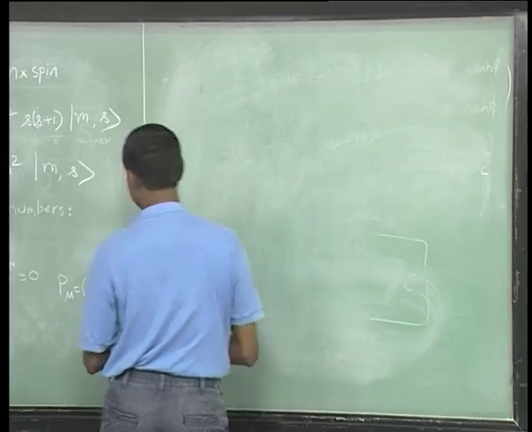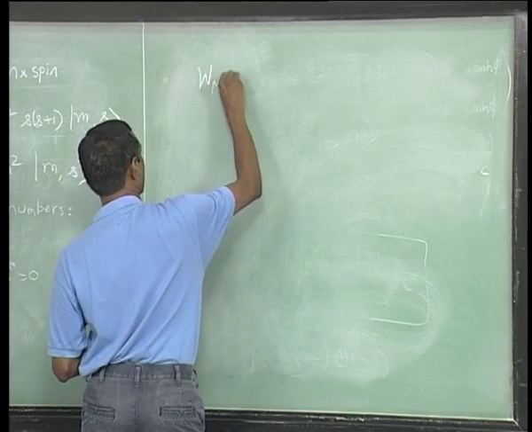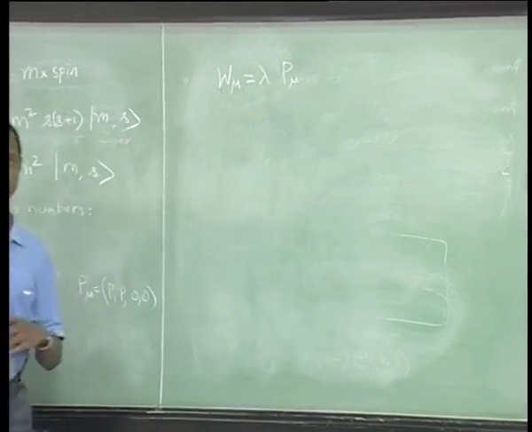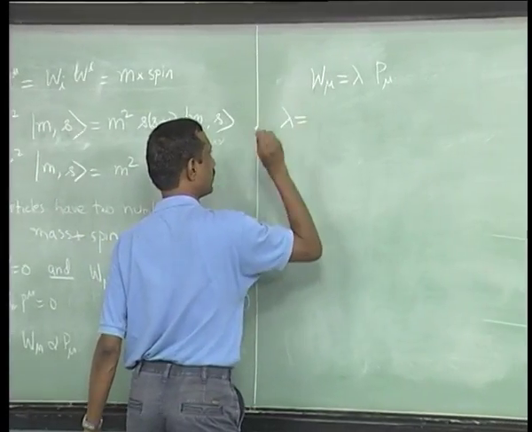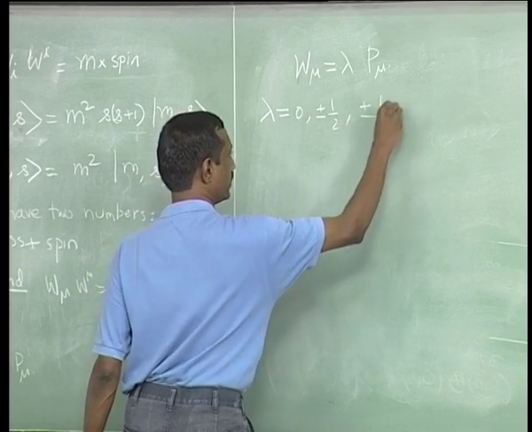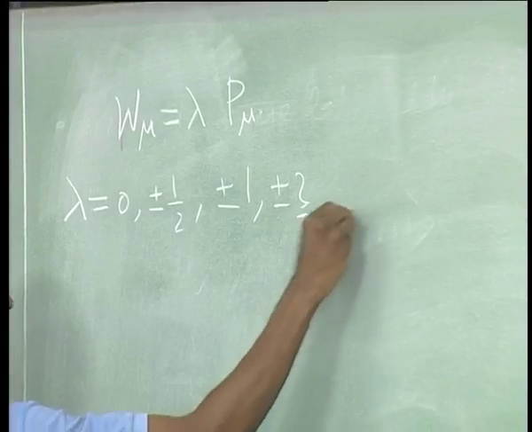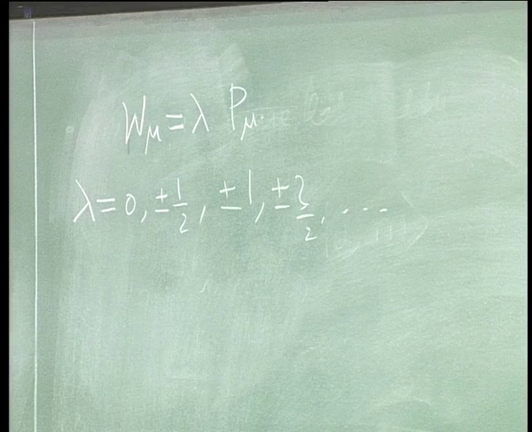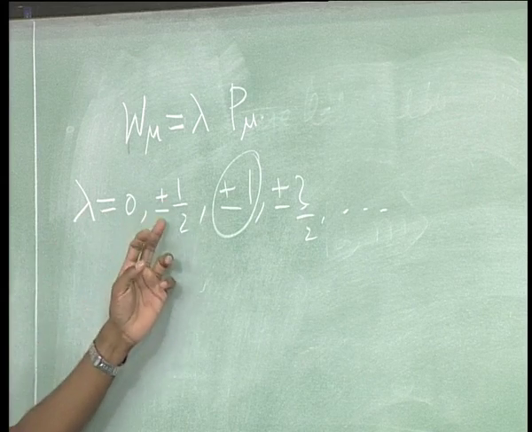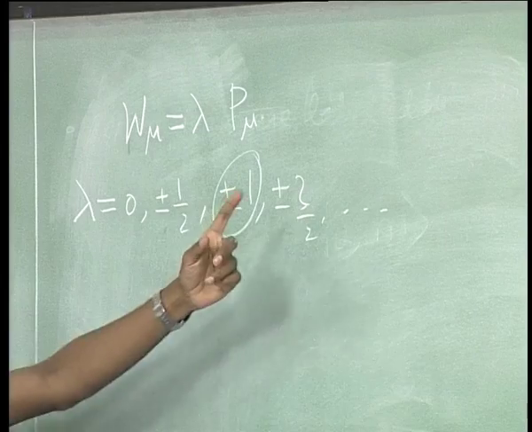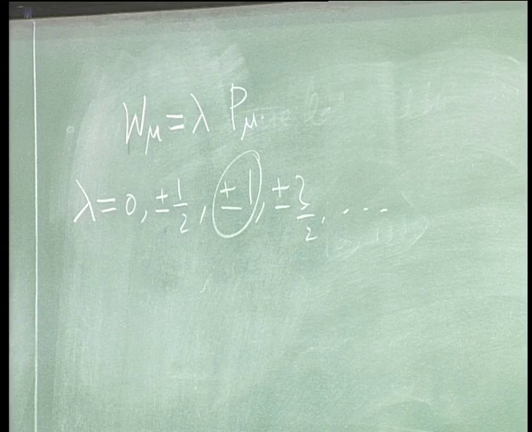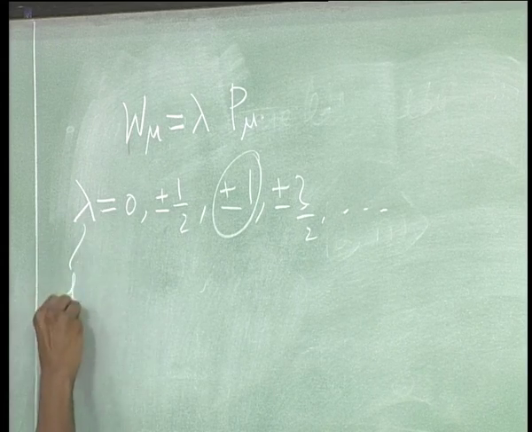In fact, you will find that W^μ can be equal to lambda times P^μ, where lambda of course can be 0, can be plus or minus half, plus or minus 1, whatever. So let us just focus on this one. A given particle can take only one of these sets of values, it can't be simultaneously half and 1, but the sign can vary, up to a sign. So this is called the helicity.